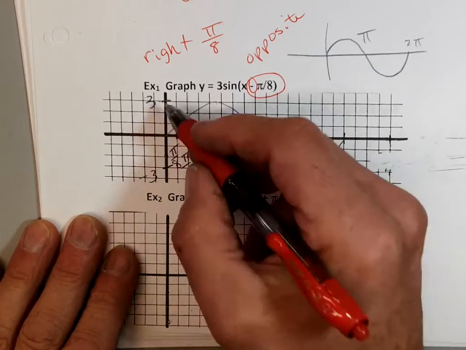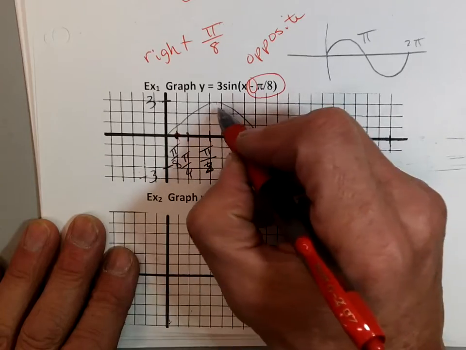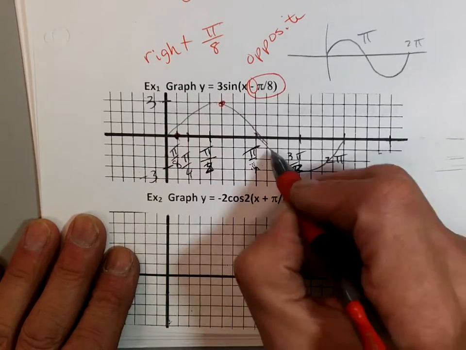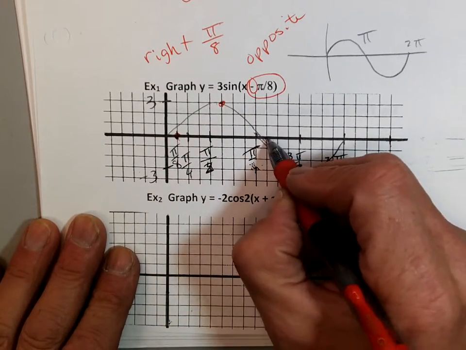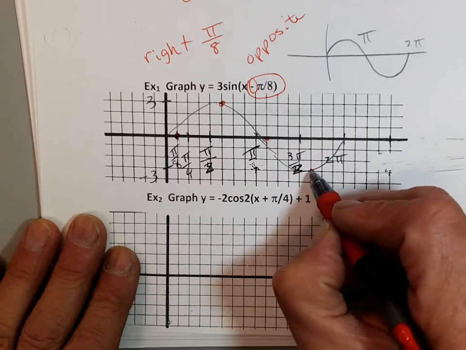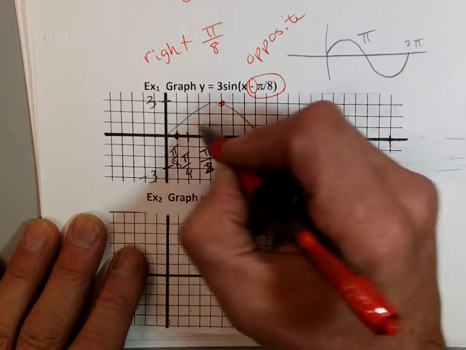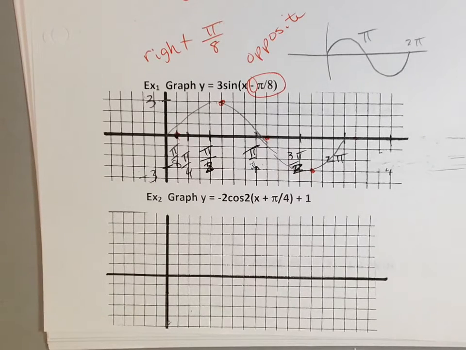So let's move the whole graph over 1. This point goes here. This top point goes here. This x-intercept goes here. This minimum goes here over 1. So the entire graph got bumped to the right 1 square, because 1 square is pi eighths.